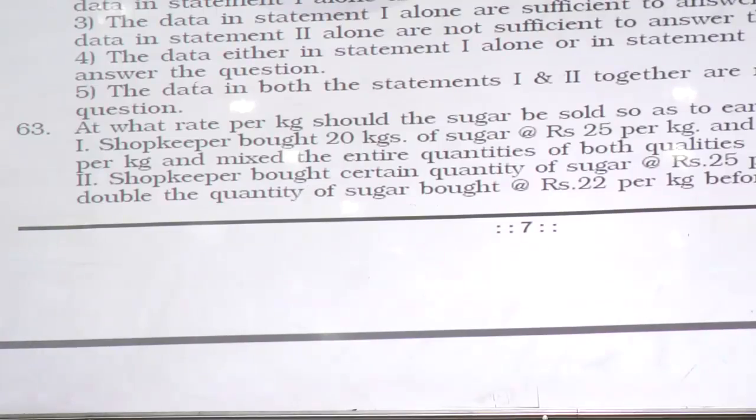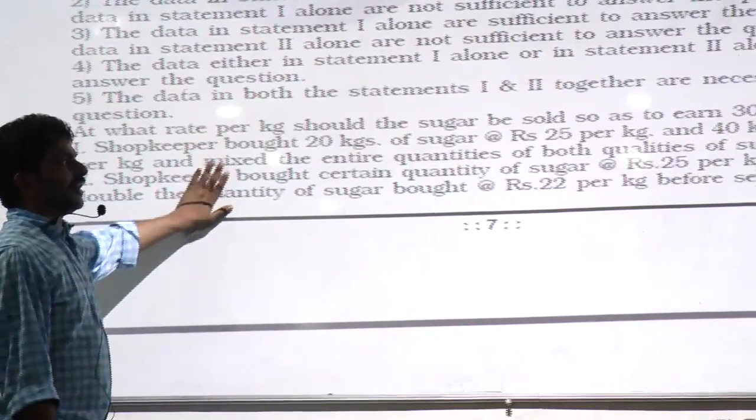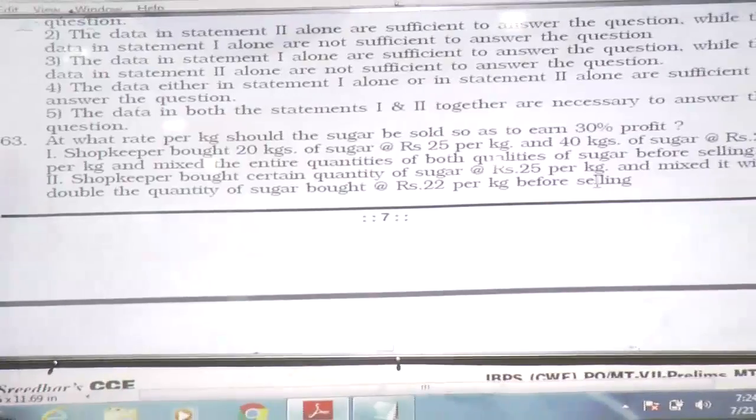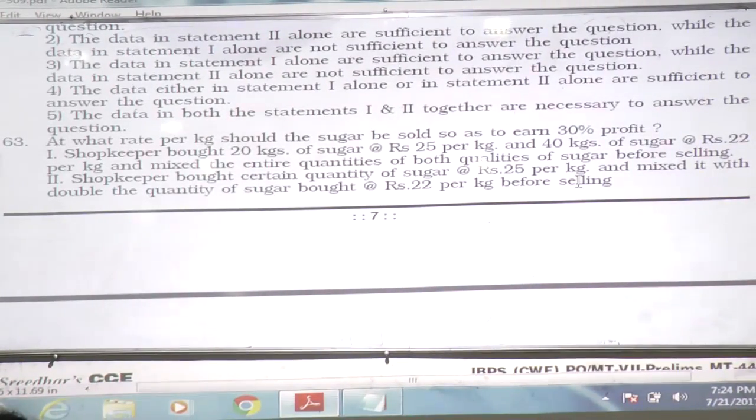At what rate per kg should the sugar be sold so as to earn 30% profit? Selling price calculate చేయమన్నారు, 30% profit. What do we need to get the answer? Cost price. Shopkeeper bought 20 kgs of sugar at 25 rupees per kg and 40 kgs of sugar at 22 rupees per kg and mixed the entire quantities of both the qualities of sugar before selling. So how many kgs do you have?